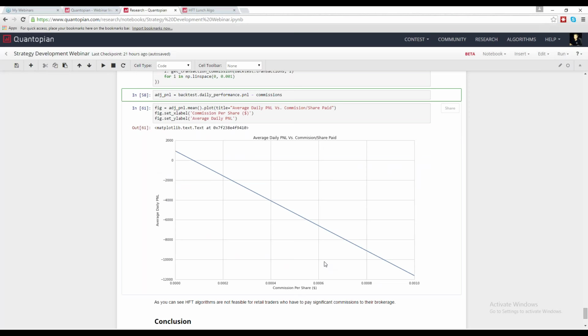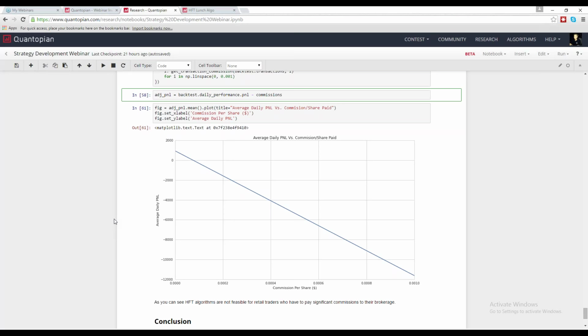And you can see it very quickly crosses this zero line, where if I'm paying less than 0.0002 cents per share, you're going to end up not making money very quickly using this sort of a high frequency trading strategy.